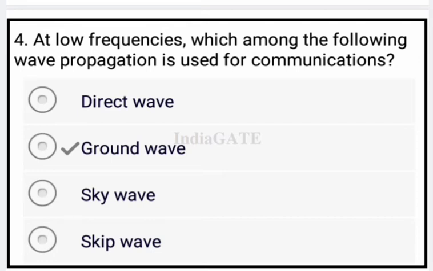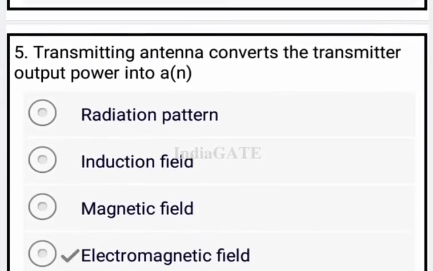At low frequencies, which of the following wave propagations is used for communication? The correct answer for this question is option B, ground wave. Now come to the next question.